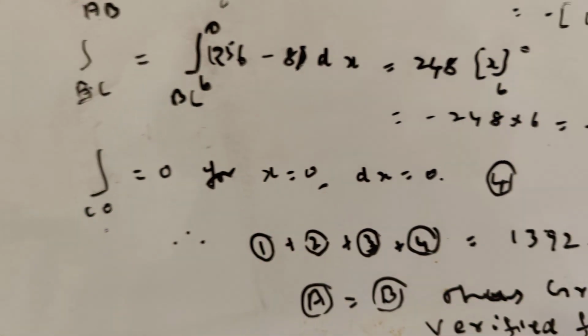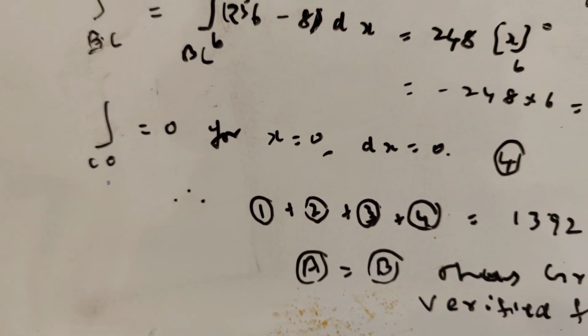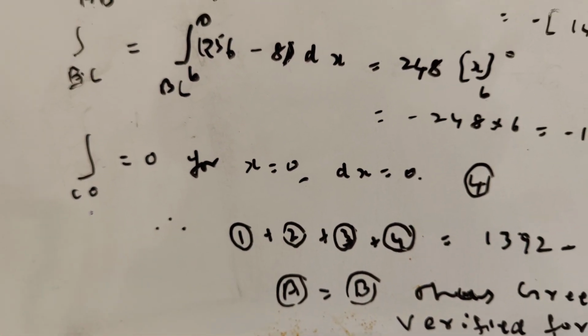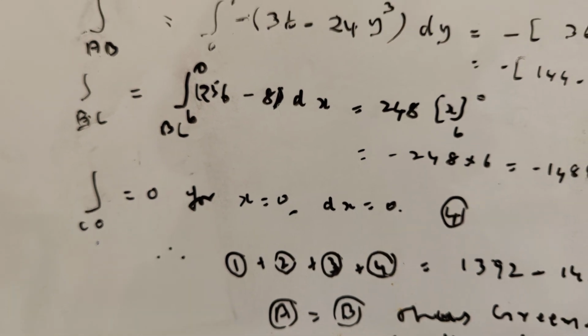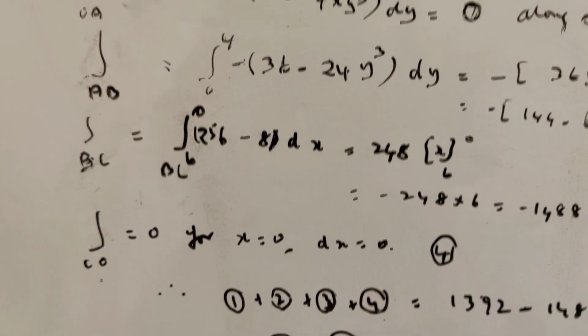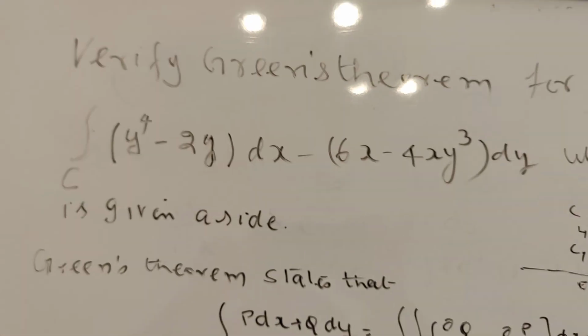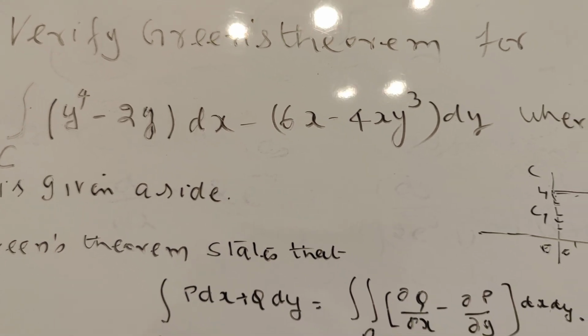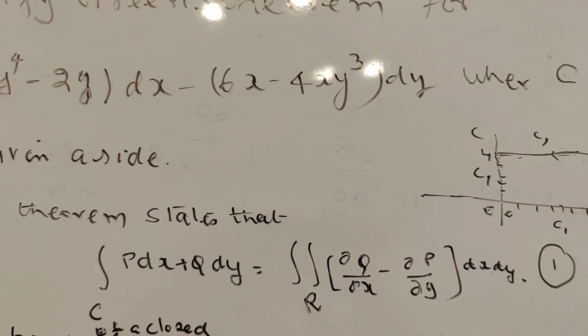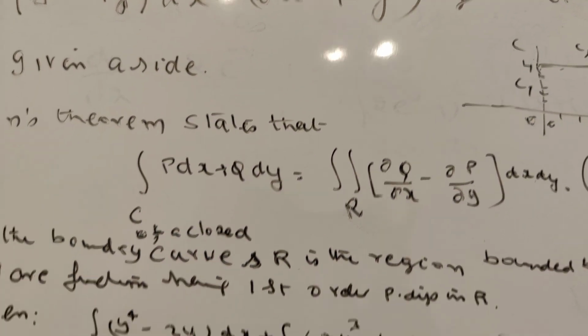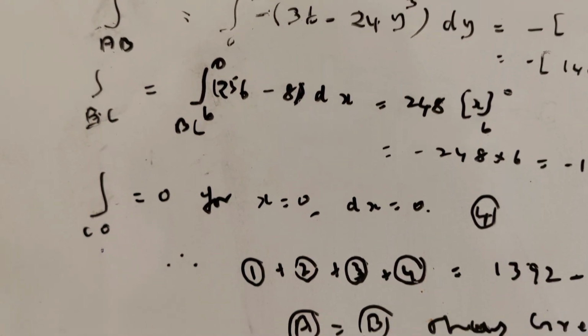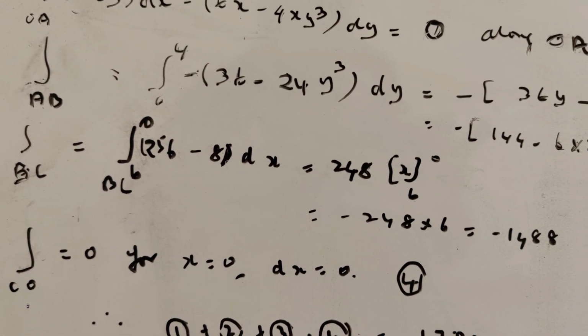Call this as 3. Now let me come to the last integral, namely the line integral on CO. Here the integral on CO is 0 because x is equal to 0 and dx is equal to 0. When you put x is equal to 0 and dx is 0 in the integral, the whole integral becomes 0, and therefore call this as 4.